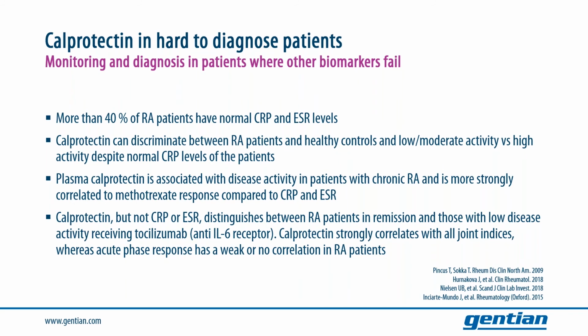Finally, I want to highlight one more important value of calprotectin as inflammation biomarker in RA compared to the classically used acute phase inflammation biomarkers CRP and ESR. More than 40% of patients actually have normal CRP and ESR levels despite active disease, and therefore calprotectin is a superior inflammation marker in these patients. It has been shown that calprotectin can discriminate between RA patients and healthy controls and low versus high disease activity, also in patients with normal low CRP levels.